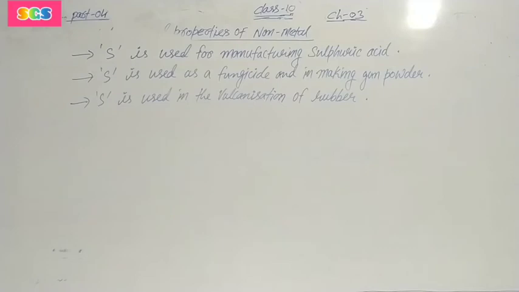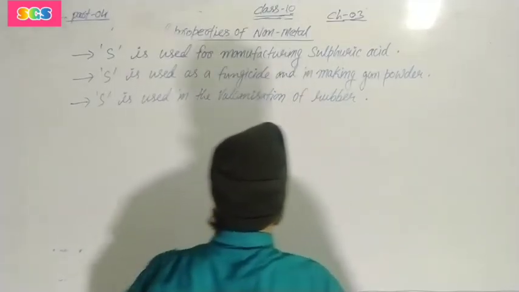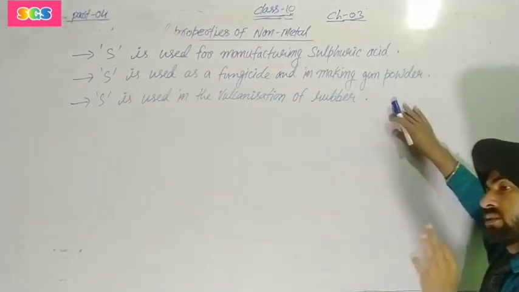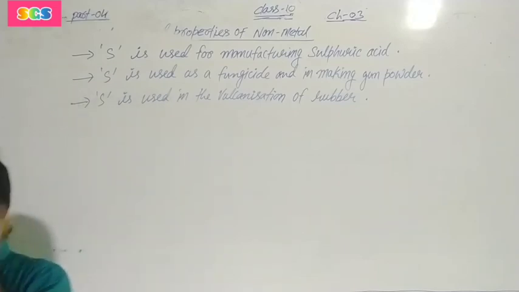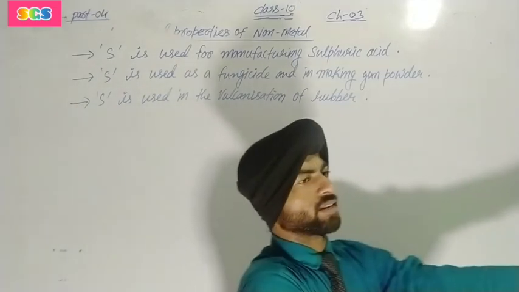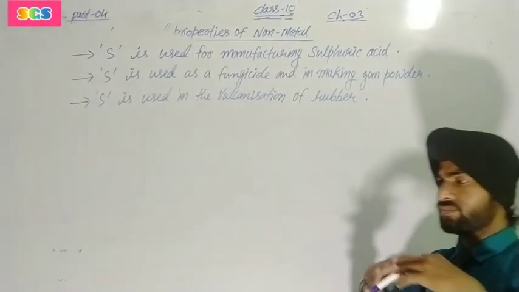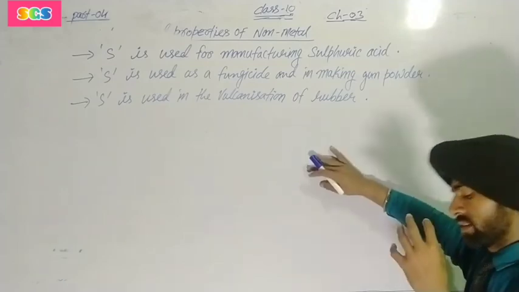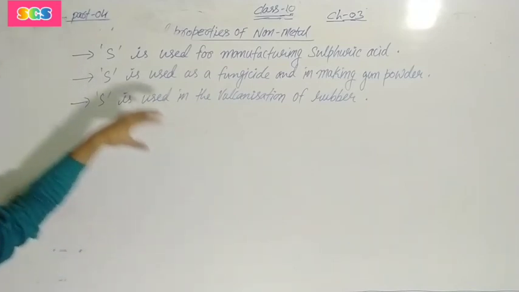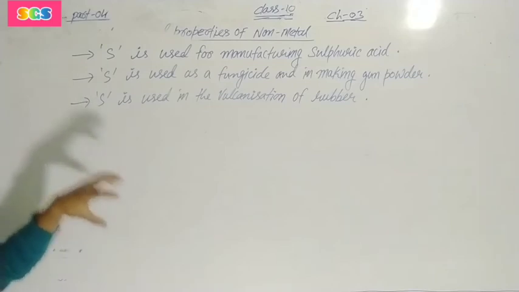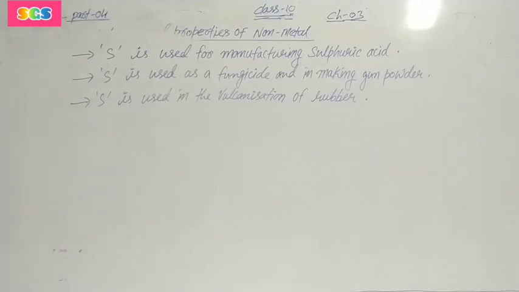Sulfur is also used in the making of gunpowder, and it is also used as a fungicide. Fungicide means the chemical used to kill fungi or other microorganisms in the soil, in the cropped field or in water. It is used as a fungicide to reduce the number of fungi from any place. And it is also used in making gunpowder.